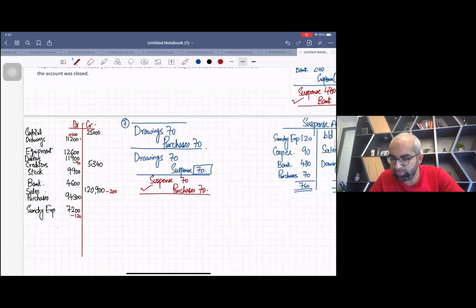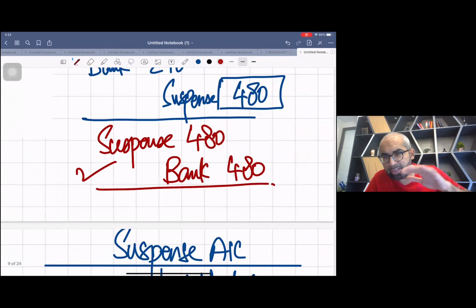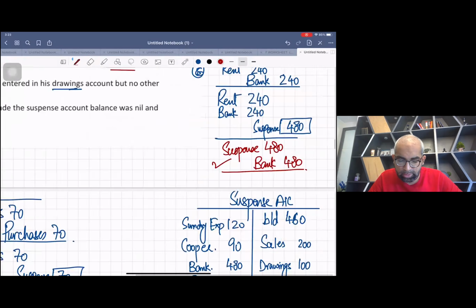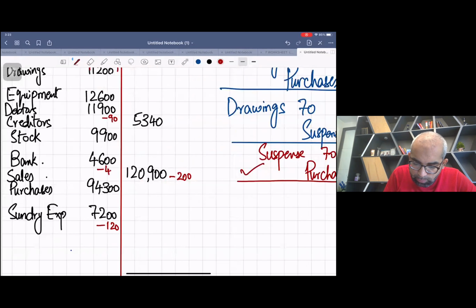So now adjustment number 6, bank on the credit side. Bank credit means reducing bank. See, already bank on the debit side. So let's subtract 480.